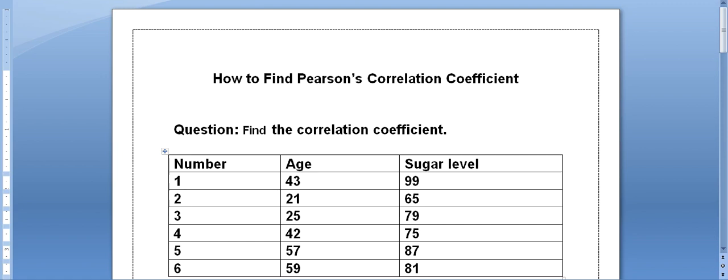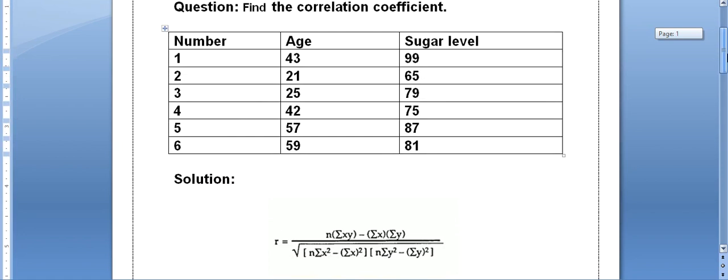So go through it. There are different ways to calculate the correlation coefficient. Here in today's session we will see how to find out the correlation coefficient based on the Pearson correlation coefficient. So here is the question. First we will see what is the question here.